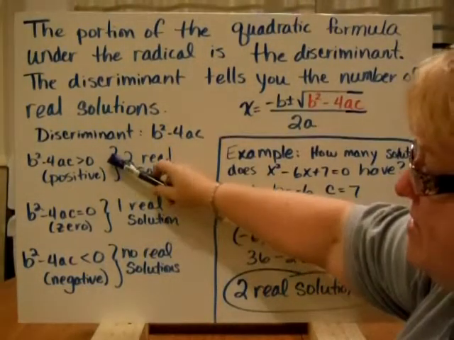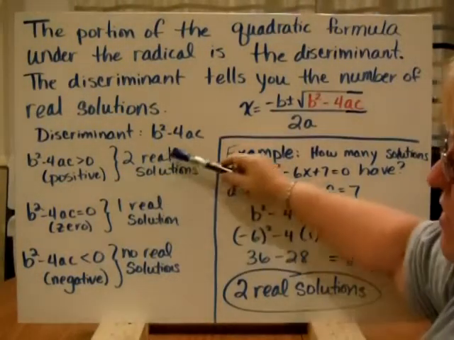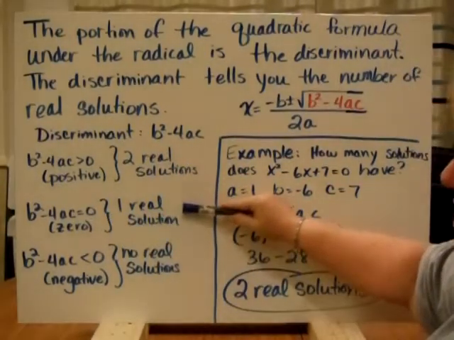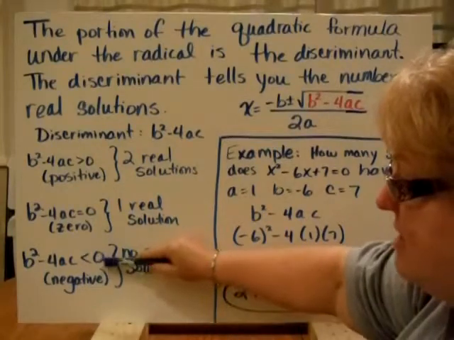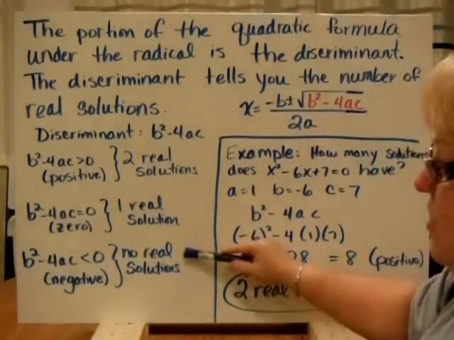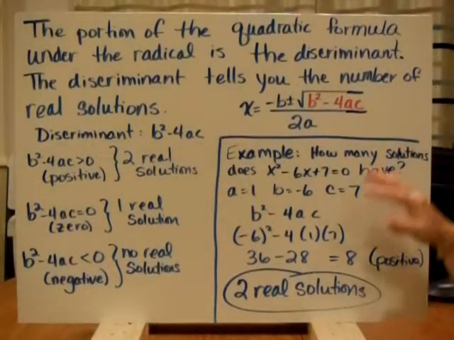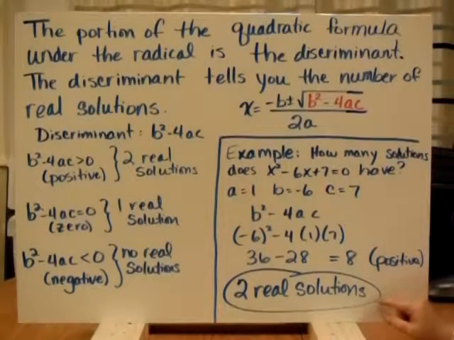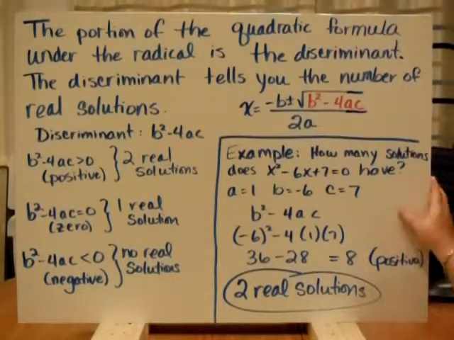And whenever it's greater than 0, which means it's positive, you have two real solutions. When it's equal to 0, you have one real solution. And if it's less than 0, meaning it's negative, you have no real solutions. This does not tell you the solution. It only tells you how many solutions you would have, how many times your graph either crosses or touches the x-axis.